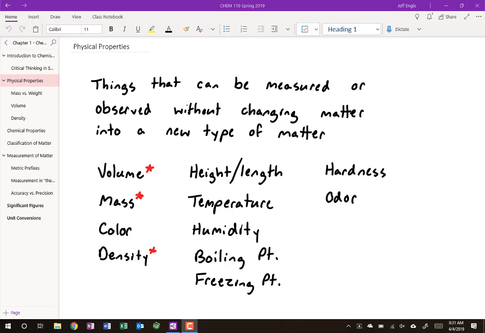And what are the units for density? What do you think? Yeah, exactly. So it's mass over volume, right? So it's always going to be your unit of mass, which in this case will be grams, over volume, which is either milliliters, which is what you did in lab, or centimeters cubed. Usually chemists use milliliters, though, for volume.